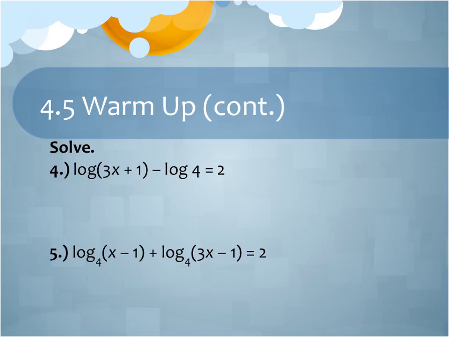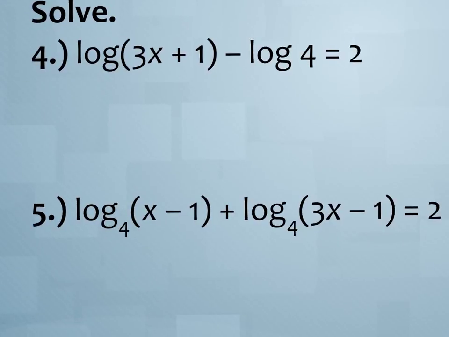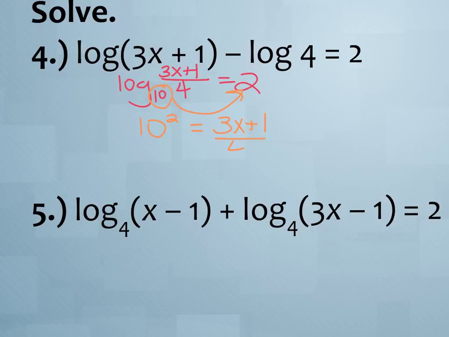So then 4 has 2 logs on one side. So I have to condense these to 1, and that's a minus sign, which means what? Divide it. So this would be log of (3x plus 1) over 4 equals 2. Now I've got the same case I had in the last one, where I have 1 log on one side of the equal sign. So I've got to get this into exponential form. What's the base on that log? 10. So this is really log base 10. So the 10 comes over, picks up the 2. 10 to the second equals (3x plus 1) over 4.